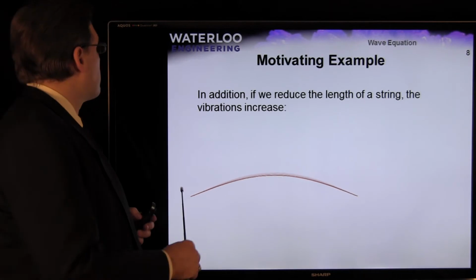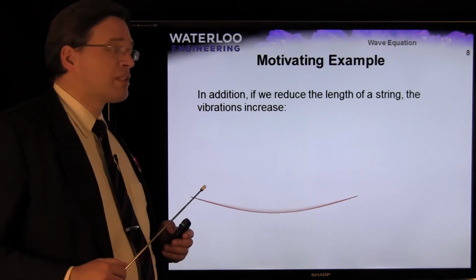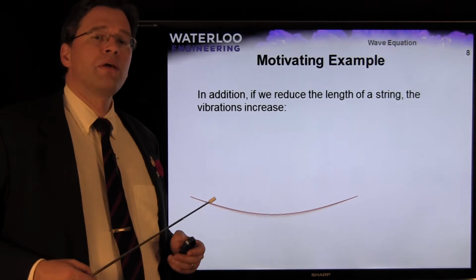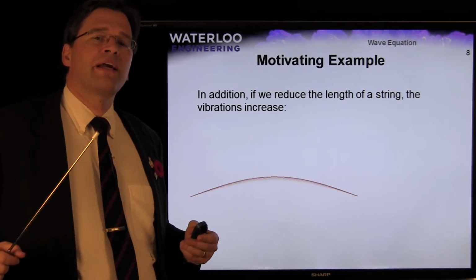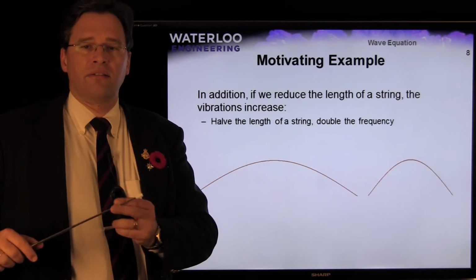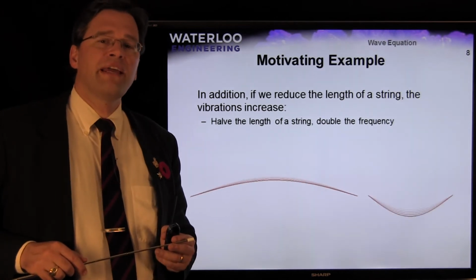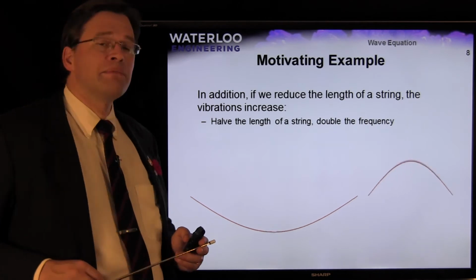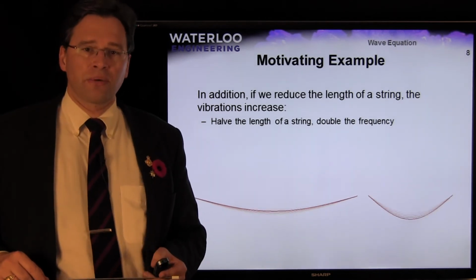Now, what happens if we reduce the length of the string? At least if it is an actual physical string. It's moving up and down, but let's say we cut the length of the string in half. In this case, we notice that the frequency doubles. It seems to be moving significantly faster.